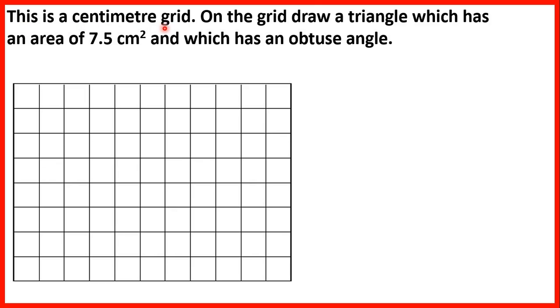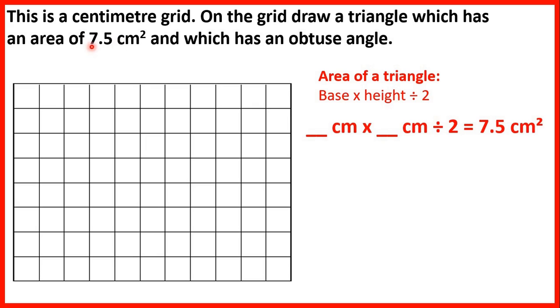This is a centimetre grid. On the grid, draw a triangle which has an area of 7.5 centimetres squared and which has an obtuse angle. So to find the area of a triangle, we multiply the base by the height and then divide by 2. And we need an area of 7.5 centimetres squared. So what times what divided by 2 is 7.5.